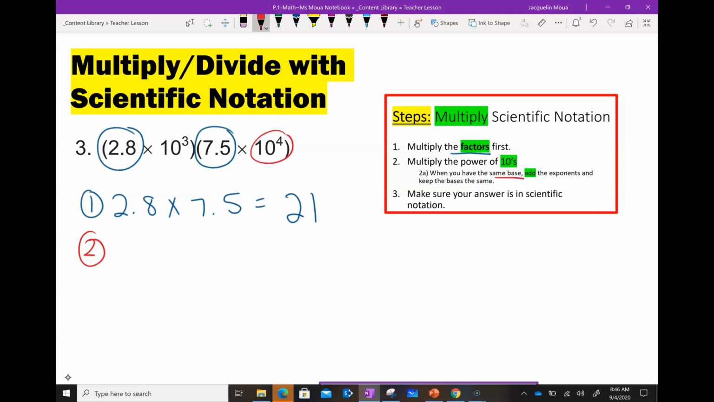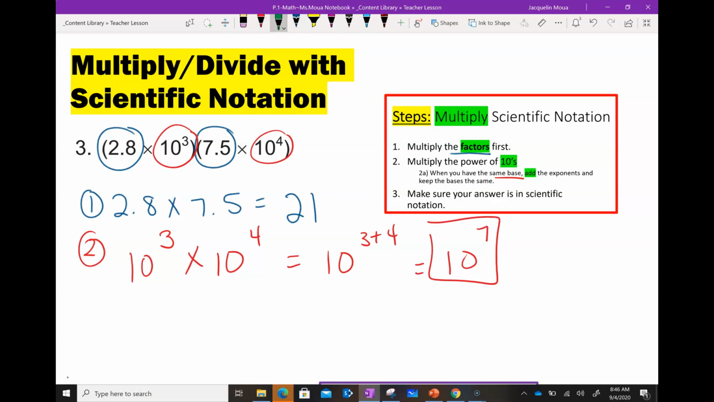Our second step is to multiply the powers of ten when they have the same base. Since this is the same base and that's the same base, it would be 10 to the third power times 10 to the fourth power, which is the same thing as 10 to the 3 plus 4, which is the same thing as 10 to the seventh power. Now we want to write it in scientific notation, which is our third step. We have our first answer, 21 times 10 to the seventh power.